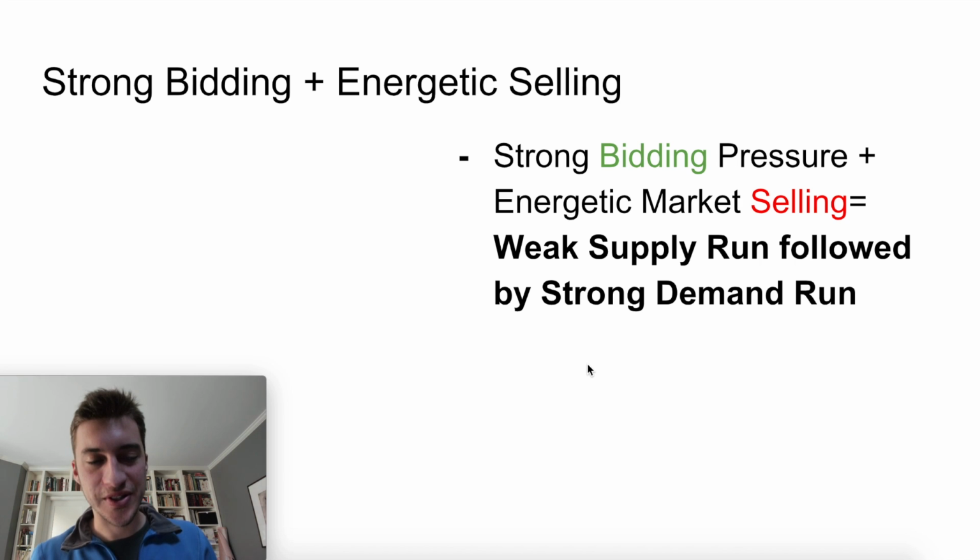The asterisk on this comes from, if you see strong bidding pressure and energetic market selling, you'll probably get a point where there's a weak supply run, where price goes down a bit, followed by a strong demand run. However, if price is actually able to break through the bids, so if price actually is able to sell through all of the bids and you then get an offer wall and energetic market selling, price is probably just going to continue to go down. So you just want to see if those bid walls remain bid walls or if they cancel or get sold through.